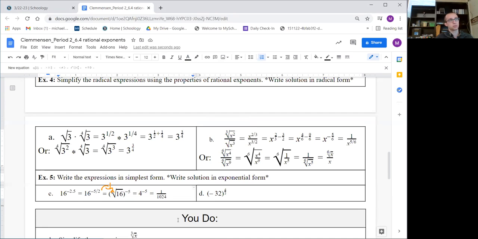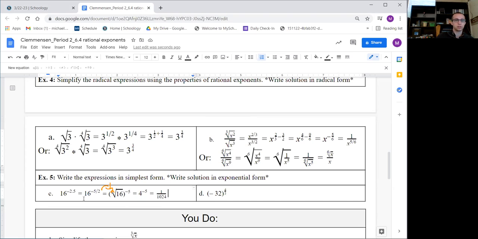I will say this, a little helpful hint for everybody. If you try and put this as a decimal, you will be marked wrong on this problem. You must give me your answer as a fraction like this.